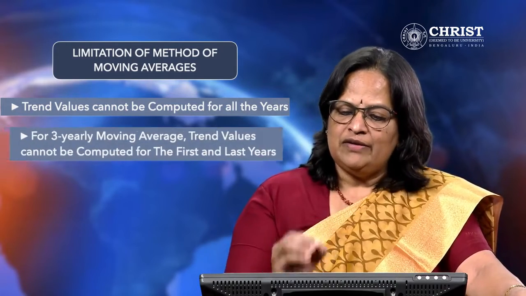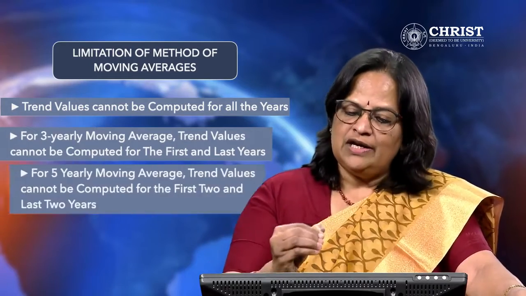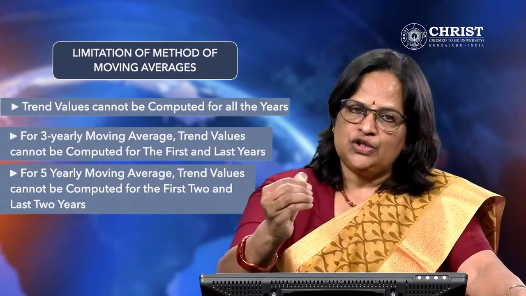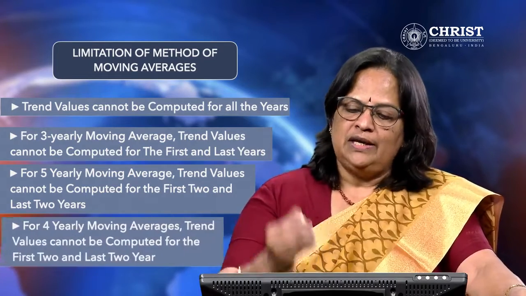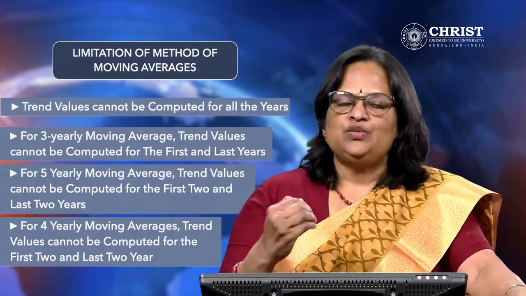With the 3 yearly moving average, trend values cannot be computed for the first and last years. 5 yearly cannot be computed for the first 2 and the last 2. 4 yearly trend values cannot be computed for the first 2 and the last 2. So this is what I wanted to explain.